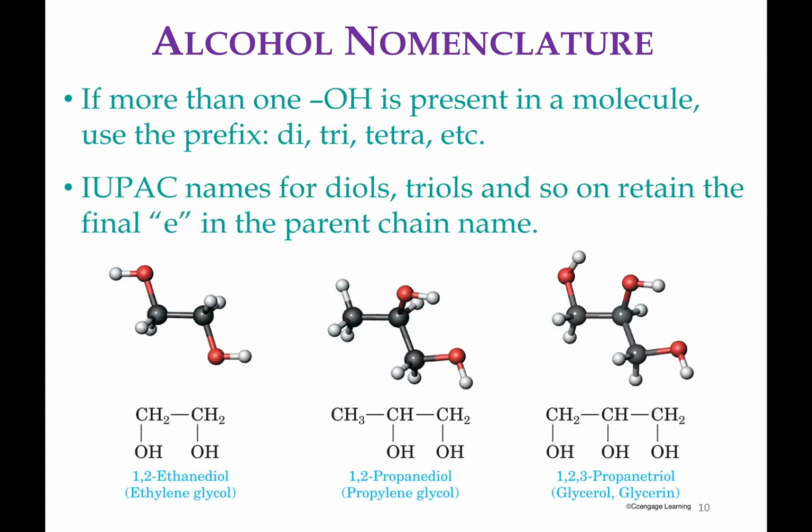Now, sometimes we have more than one alcohol, as we just saw in the solubilities we were talking about. If more than one alcohol is present in the molecule, you just use the prefixes di, tri, and tetra, like we talked about before when we have more than one functional group. The IUPAC names for diols, triols, and so on are always going to retain that final E, instead of dropping it like we do, so in methane, if we want to change it to methanol, I can show you like that.